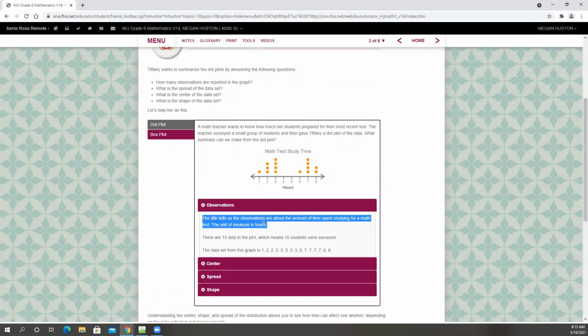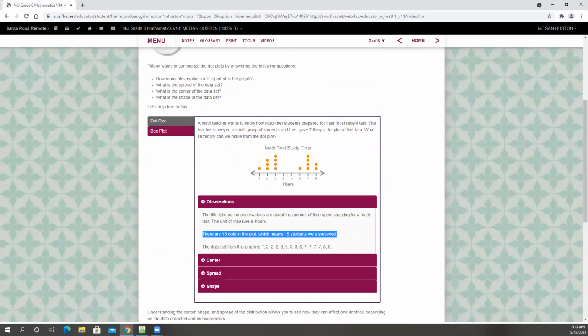So the title tells us the observations are about the amount of time spent studying for a math test. The unit of measure is hours. There are 15 dots in the plot, which means 15 students were surveyed. And then the data from the set is 1, 2, 2, 2, 3, 3, 3, 3, 6, 7, 7, 7, 7, 8, 8. So remember, each dot represents a piece of data. So you can just pull out that number and write it as a list.